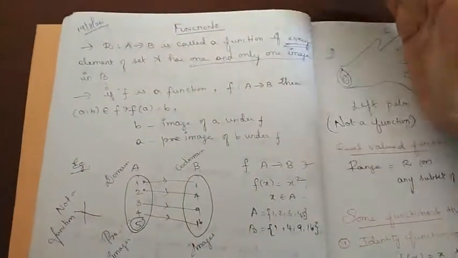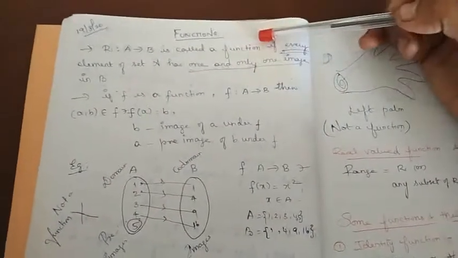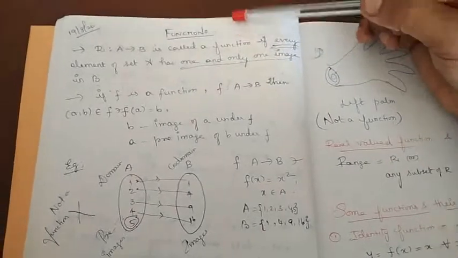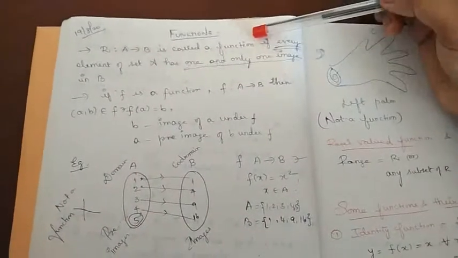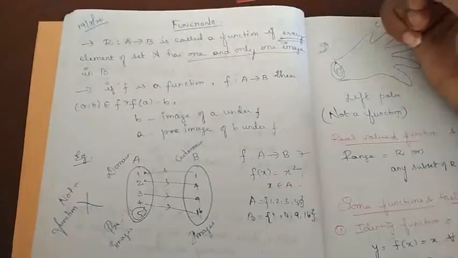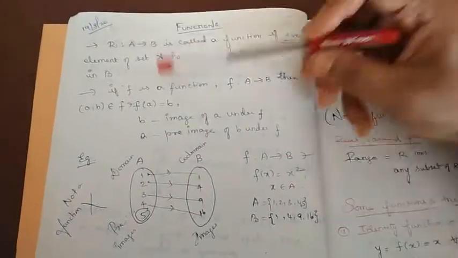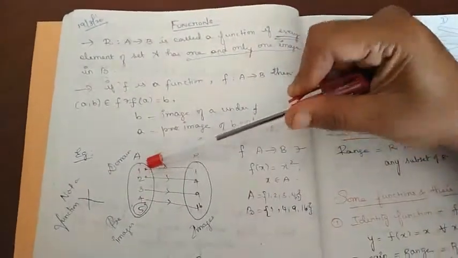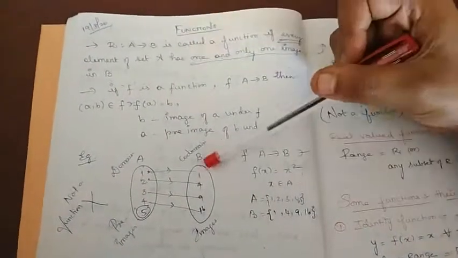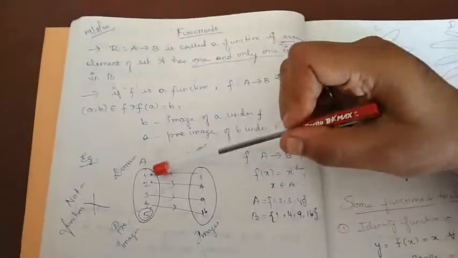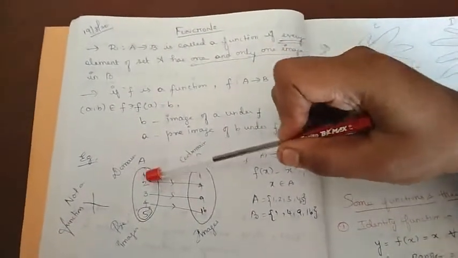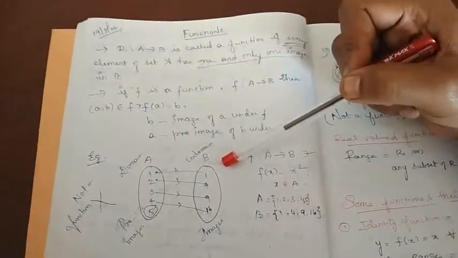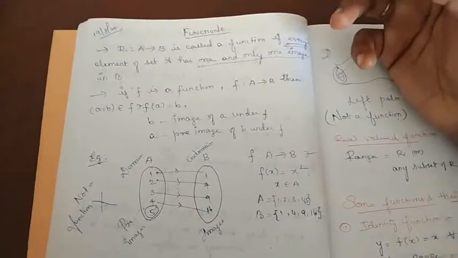Next concept we have learnt under this chapter is functions. It's a very important concept. What is meant by function? A relation is called a function if every element of set A has one and only one image in B. Remember, every element in A has one and only one image in B. An element in A cannot have two images in B. If it has two images in B, then it is not a function.